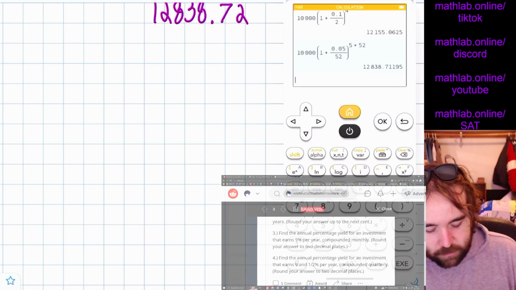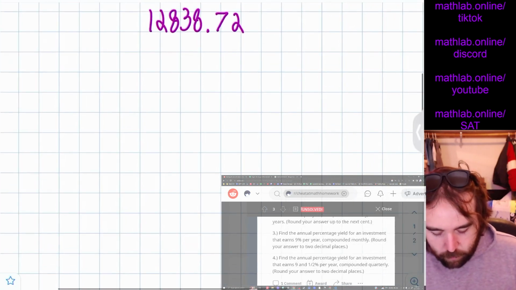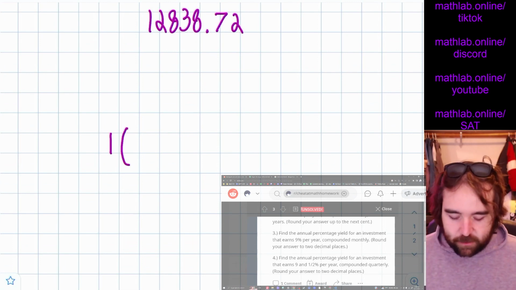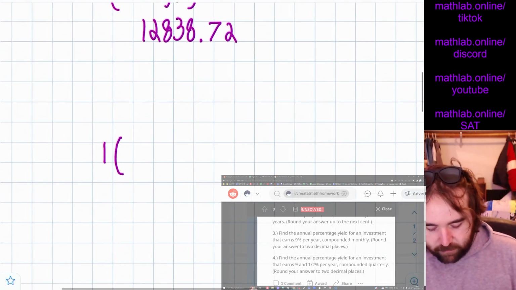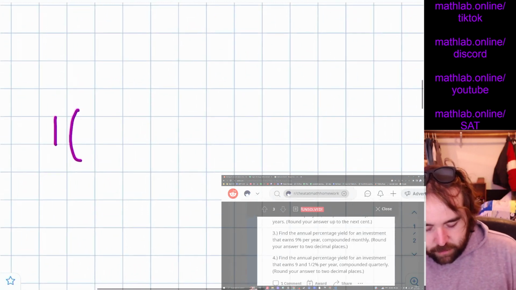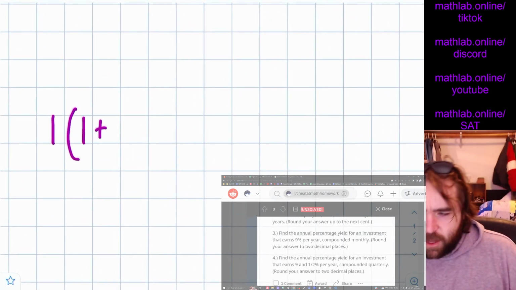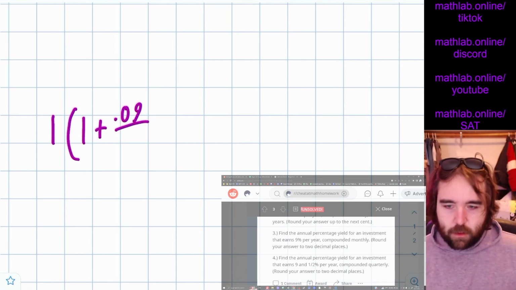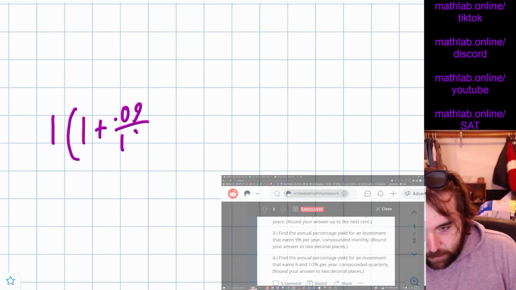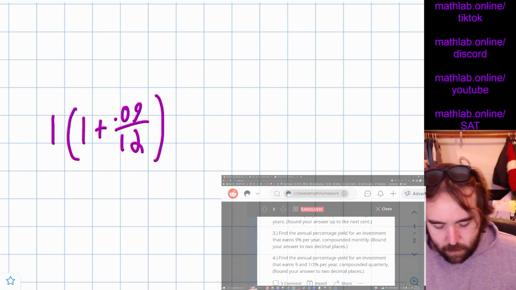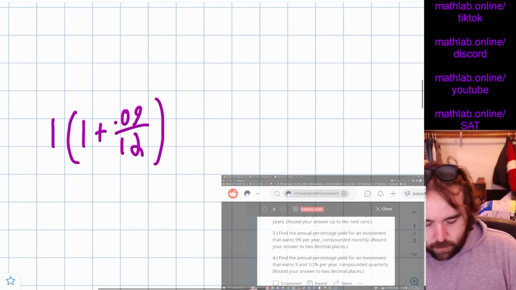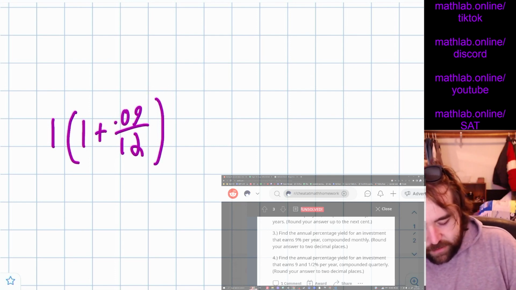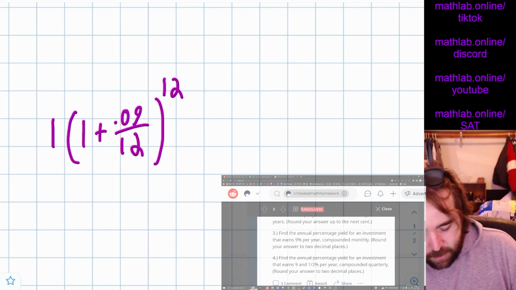That's the idea. So what I would think about here is starting with $1. So our principal is just 1, and that works out nicely, because 1 times whatever doesn't even matter. So we'll use the same formula. We'll go 1 plus 0.09 over the number of times compounded monthly, raised to the compounded monthly, so 12.